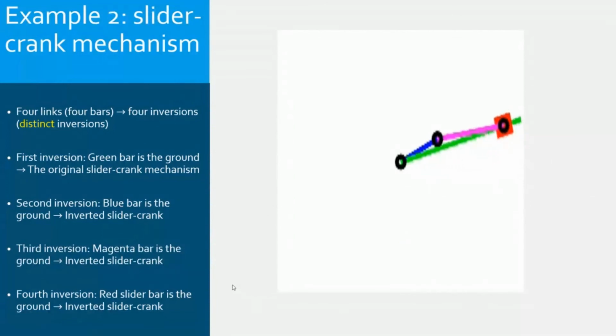Now the second inversion, now the blue bar is the ground. So this is the popular or most known inverted slider crank mechanism. So the magenta and the green bars are cranks here. They have full rotations, and the slider has a general motion. It is translating along the green bar, but the green bar itself is rotating.